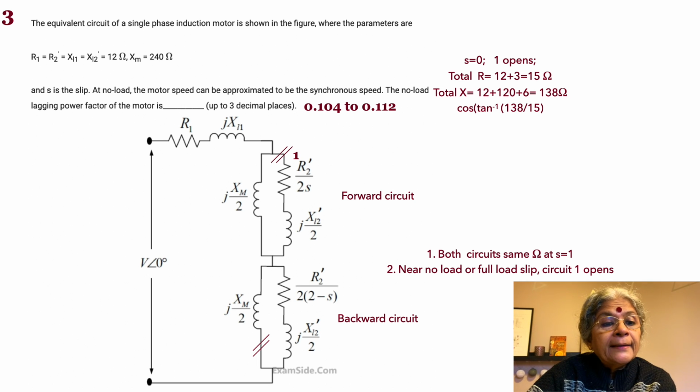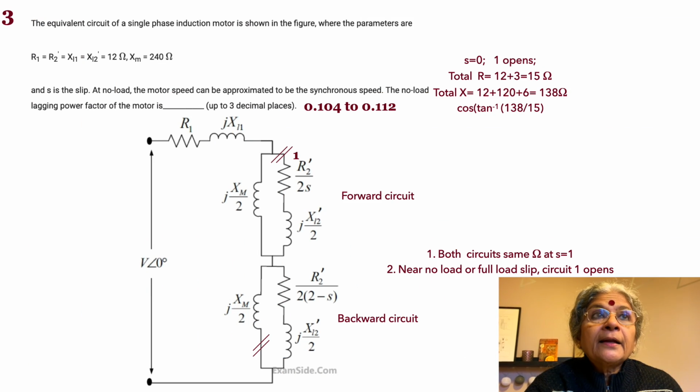The no load lagging power factor of the motor is what? So power factor is asked at no load. At no load, as I said earlier, S can be equated to 0. So in the top circuit, we notice that the resistive branch opens out. And in the bottom circuit, in the two series circuits for the rotor, we have the resistance equal to R2' by 4. Now it's a very simple circuit. Since the power factor is asked, we can pick up the resistances and the reactances and get their ratio to obtain the power factor angle.